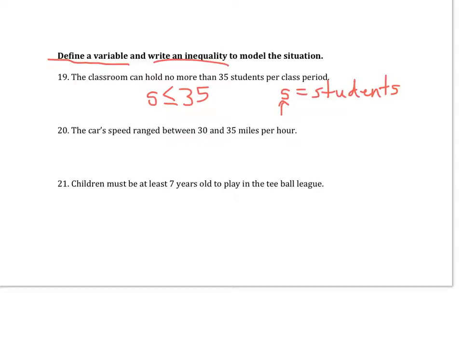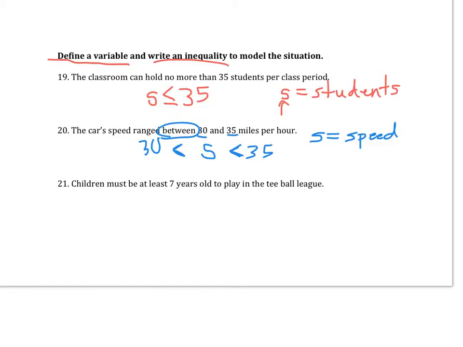The car's speed ranged between 30 and 35 miles per hour. Whenever you're dealing with a between situation, it's an and problem. We're talking about speed, so I'm going to say S is speed. So the car's speed has to be between 30 and 35. It has to be greater than 30 and less than 35 at the same time.